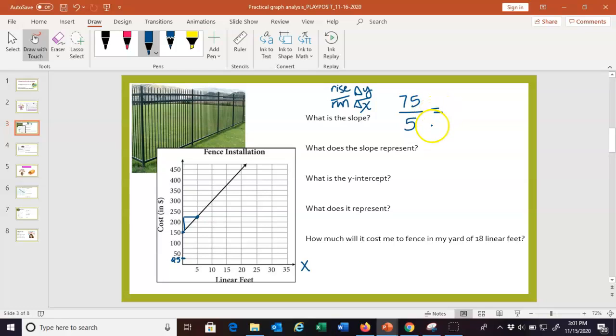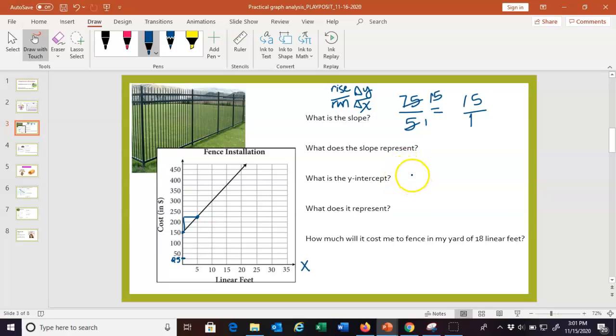We could reduce this, right? Because 5 and 75, they have a common factor. 5 goes into 5 one time. How many times does 5 go into 75? Hopefully you got that. It's 15. So we end up with 15 over 1. 15 over 1 is the slope.